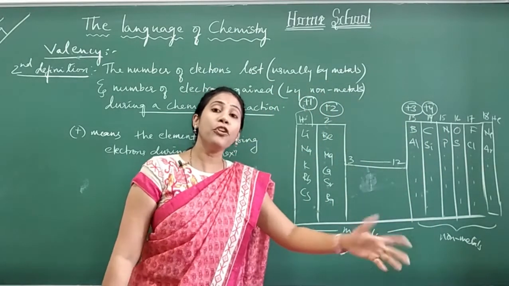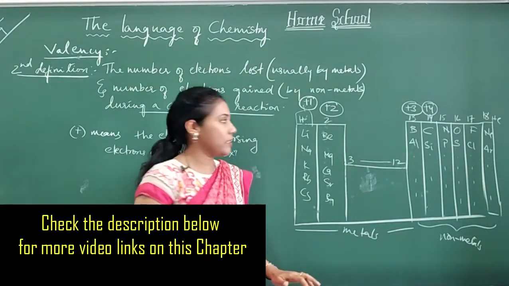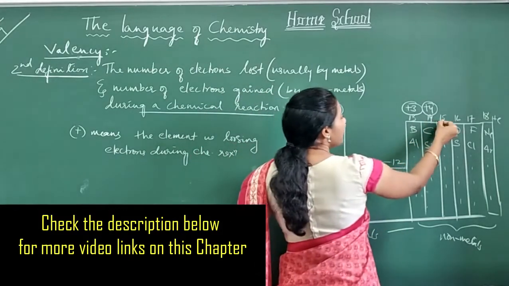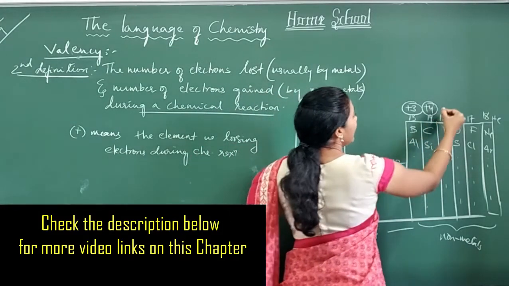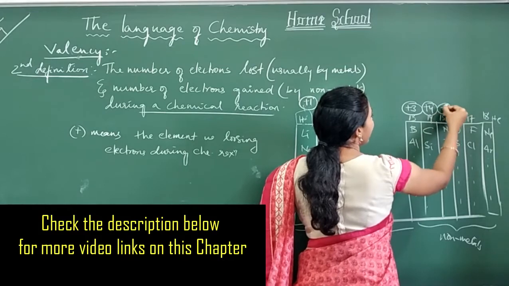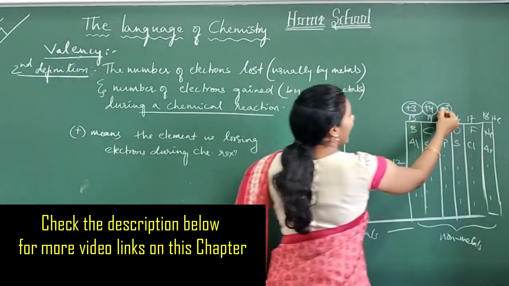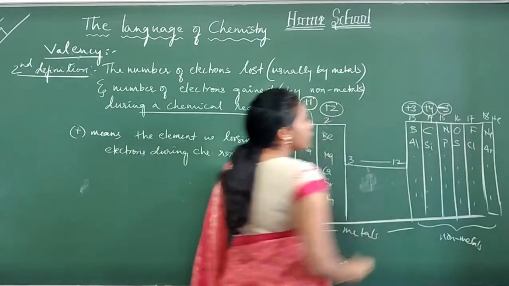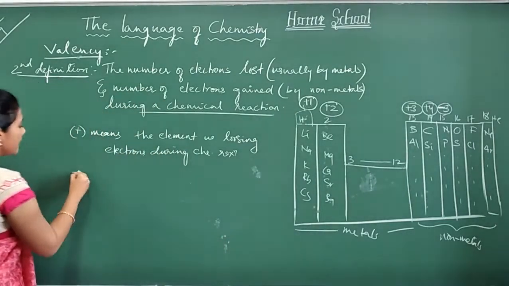They will lose 4 electrons during the chemical reaction. And coming to the 15th group elements, they have a valency minus 3. You see, I have written minus 3. So what is the meaning of minus here?